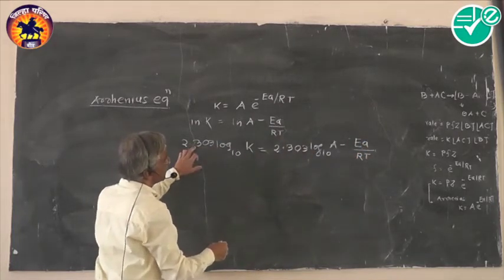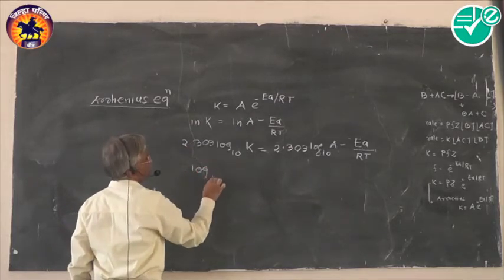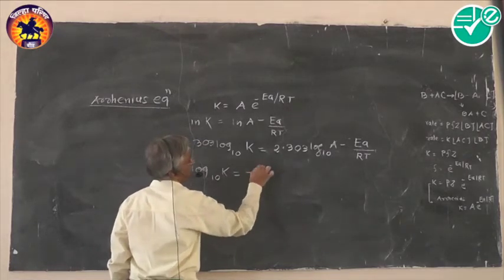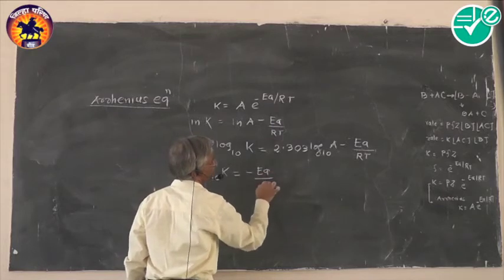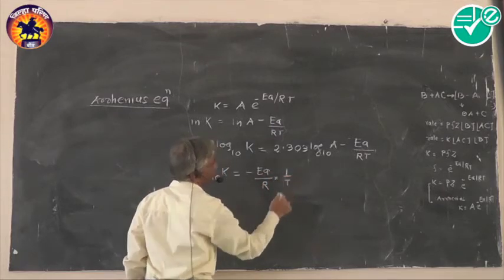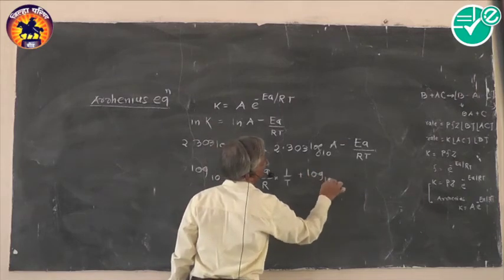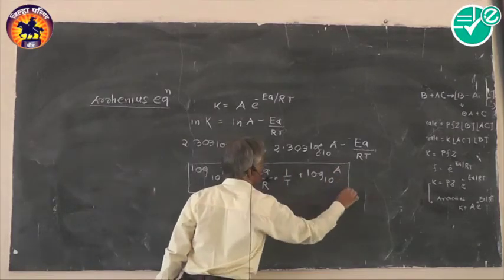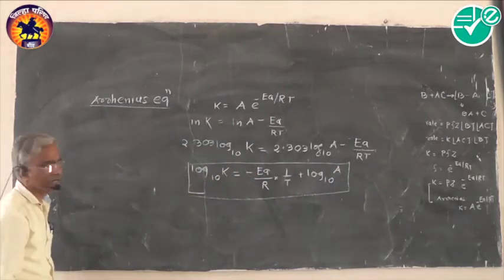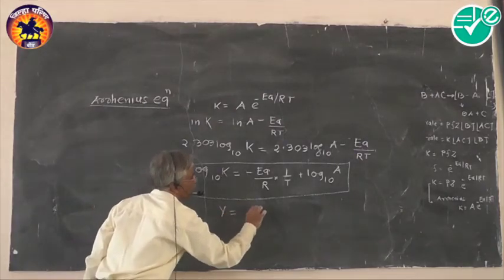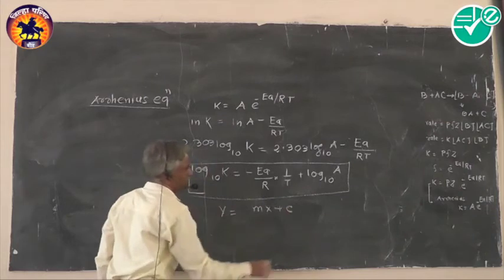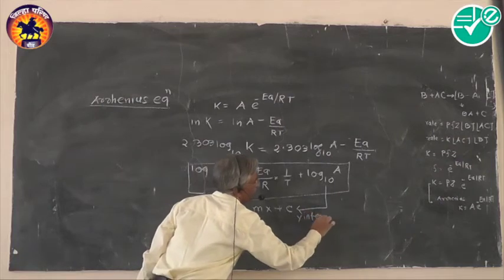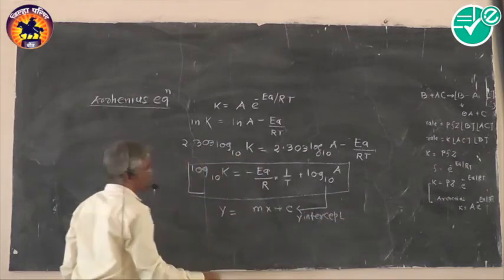Now divide the equation by 2.303: log to the base 10 K will be equal to, I will first write that, minus EA divided by 2.303 R, for convenience of understanding, multiplied by 1 by T, plus log to the base 10 A. I have written it like this only to study it using a graphical method. Now this can be compared with y equal to mx plus c. Here this value will be the y-intercept when we plot a graph of it.